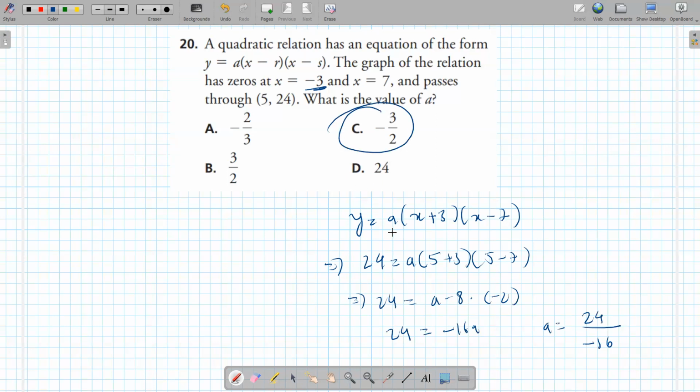Are we expecting this to open up or down? Well, a value is negative, right? -3 over 2. It's going to open down. And that's it.